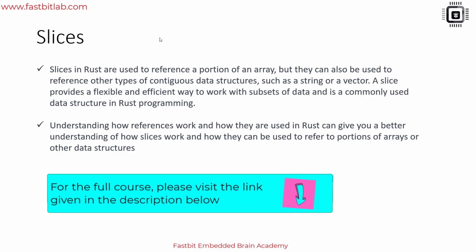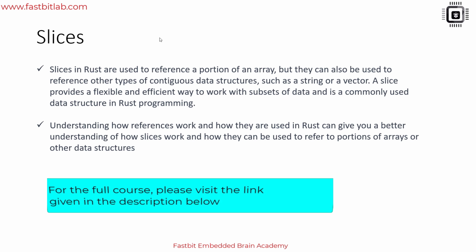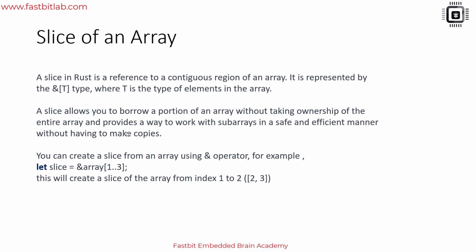Now let's get back to our slice data type. As we discussed in the previous lecture, a slice is nothing but a reference. Now let's see how to create a variable of type slice. Since we have already understood how arrays work, we'll understand the slice data type in terms of an array. The same concept you can leverage for other data structures like strings or vectors. A slice in Rust is a reference to a contiguous region of an array.